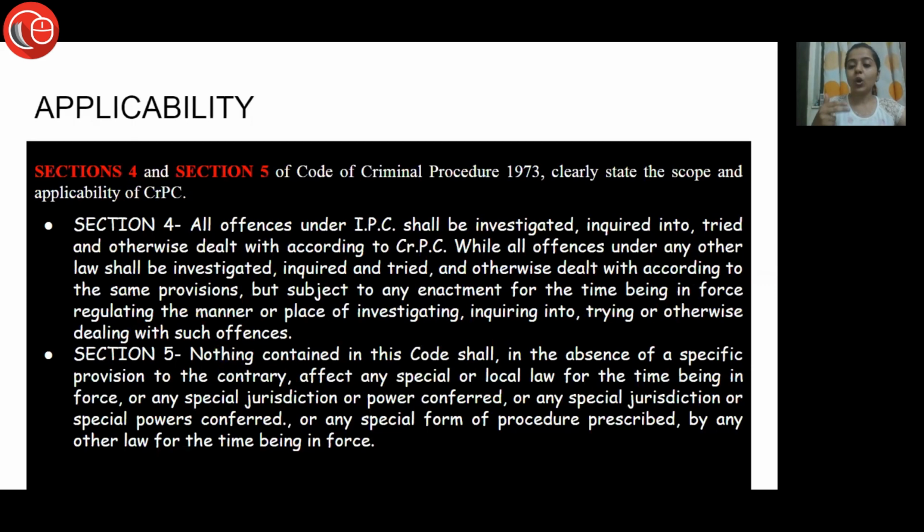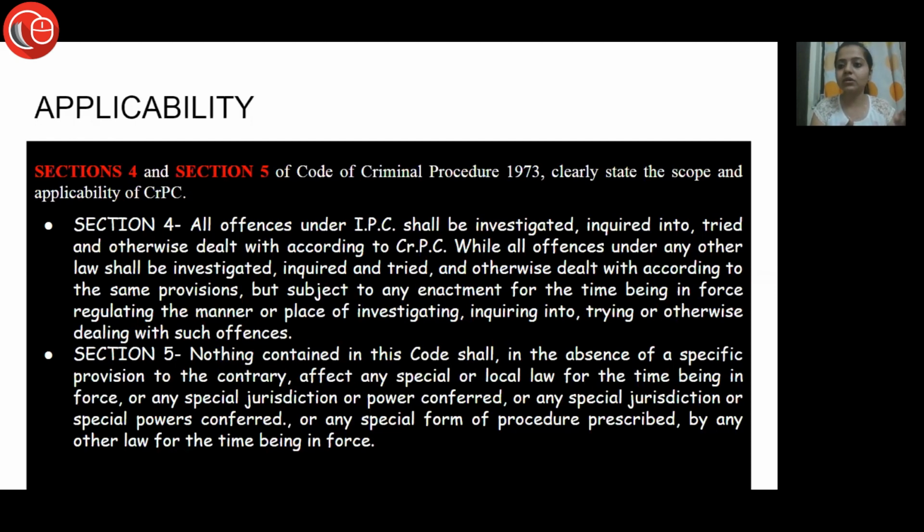While for all other special laws, if at all it mentions that the procedure for a special act should be governed by CrPC, then CrPC comes into play. But if it mentions its own procedure, for example, the Customs Act mentions that the procedure should be governed by the rules set out in the act itself.